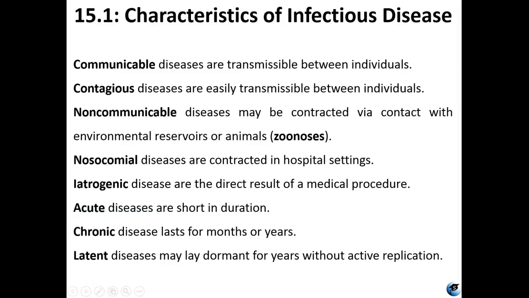Acute diseases are short in duration. Chronic diseases last for months or years or even a lifetime. And latent diseases are those that can lay dormant for years without any symptoms, without any signs, and then they come back. They reactivate. So they generally are not reproducing or showing any kinds of problems for the host, but then at any time they can come back and cause problems later.